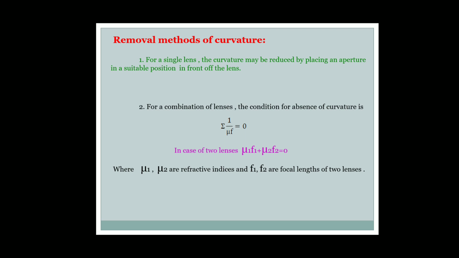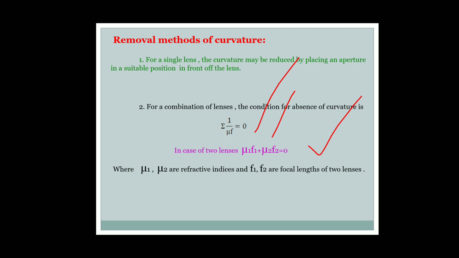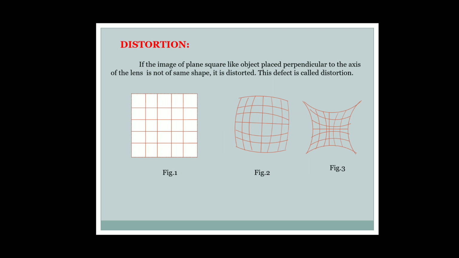If the combination of lenses obeys the condition sigma 1 by mu f is equal to 0, it eliminates the curvature. In the case of two lenses, the condition to eliminate the curvature is mu1 f1 plus mu2 f2 is equal to 0, where mu1 and mu2 are the refractive indices of the material of the lenses and f1 and f2 are the focal lengths of the two lenses. The condition holds good whether the lenses are in contact or the two lenses are kept at a certain distance.